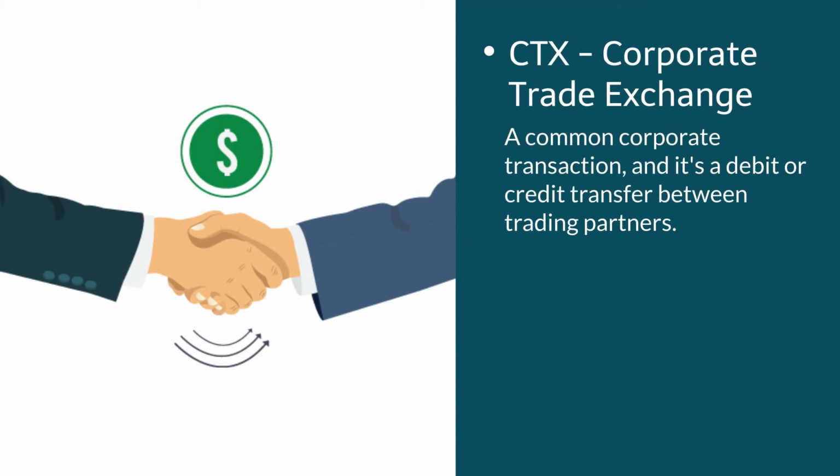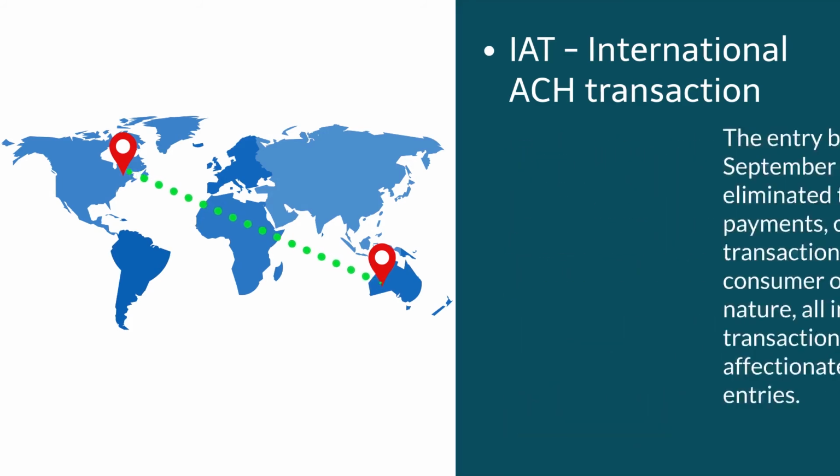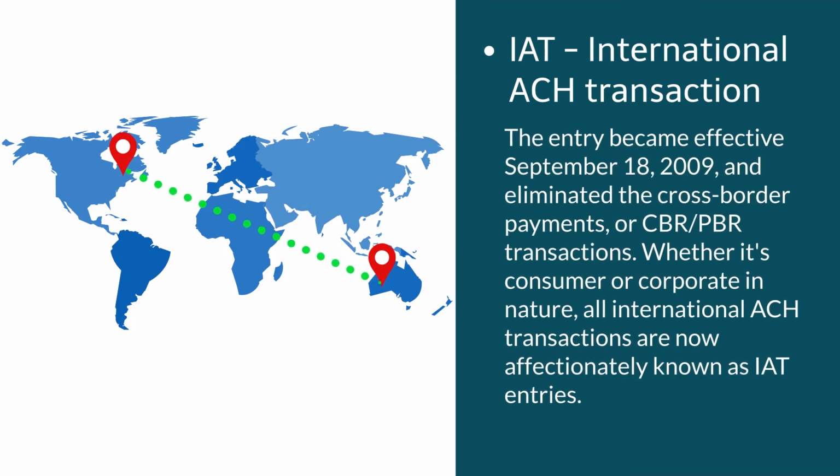Earlier we talked about OFAC governing ACH transactions. Well, the IAT, or International ACH Transaction, is what OFAC applies to in the ACH network. It's an ACH entry that is part of a payment transaction involving a financial agency's office that is not located in the United States. The entry became effective September 18, 2009, and eliminated the cross-border payments, or CBR/PBR transactions. Whether it's consumer or corporate in nature, all international ACH transactions are now affectionately known as IAT entries.